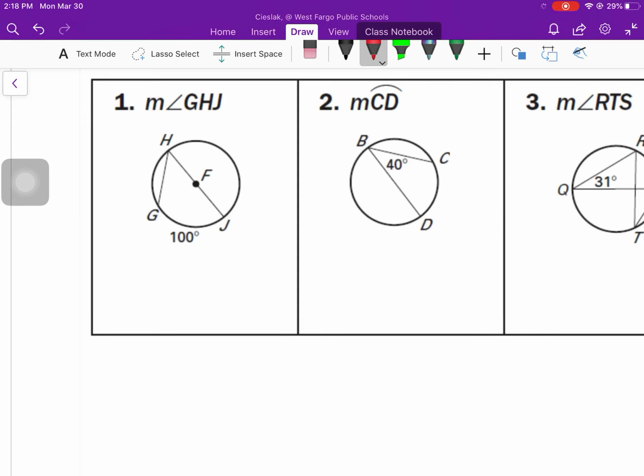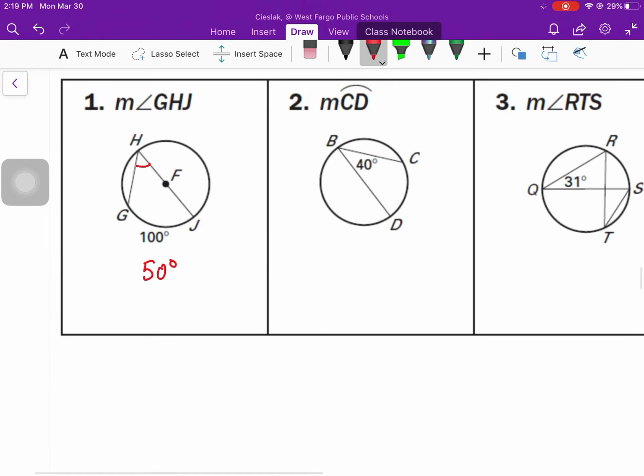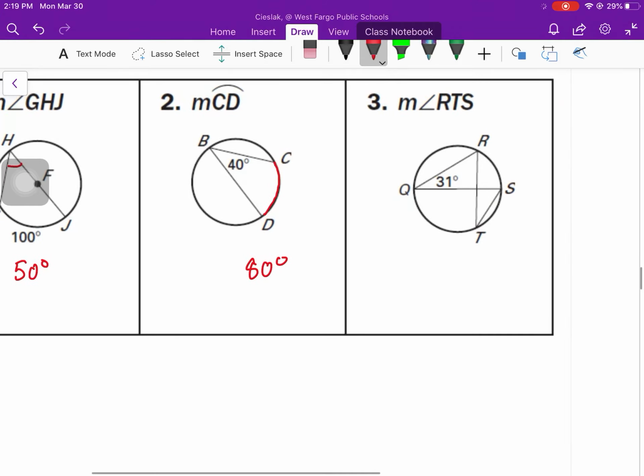So this one, GHJ is this angle right here. It's half of that intercepted arc, so 50 degrees. Measure of arc CD, so this arc right here has got to be double, so that's going to be 80 degrees.